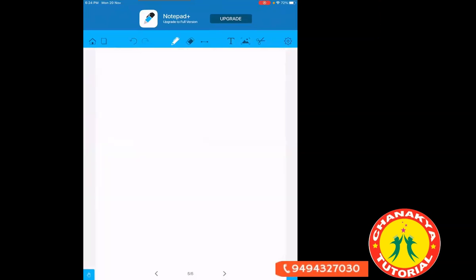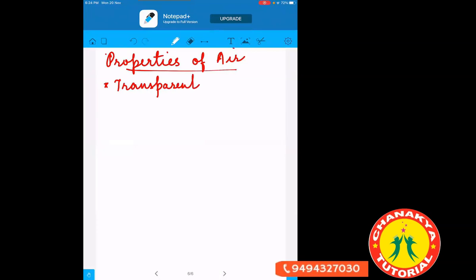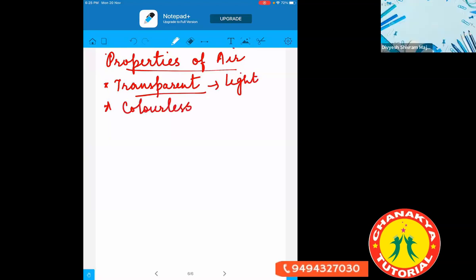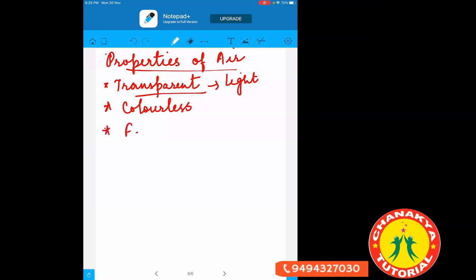Okay, so this was about the dust and smoke. Now, the properties of air, I think we have already discussed. Let us revise those. The first thing: transparent. The air is transparent. Transparent basically means it will allow light to pass through. So light can pass through it easily. Air is colorless in nature. It does not have any color. Ma'am, we cannot see it, but we can feel it. Yes, it can be felt.